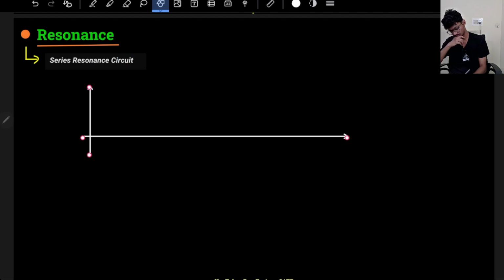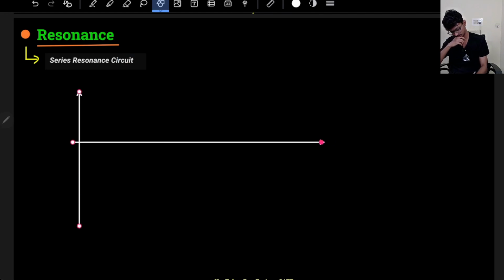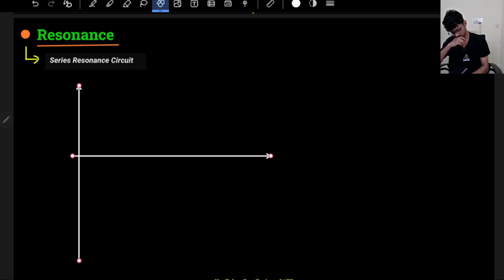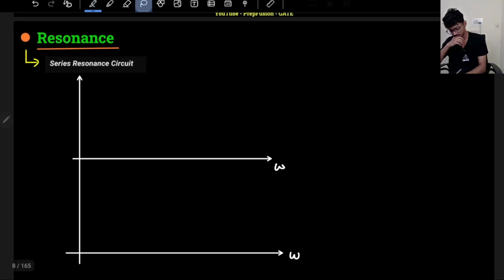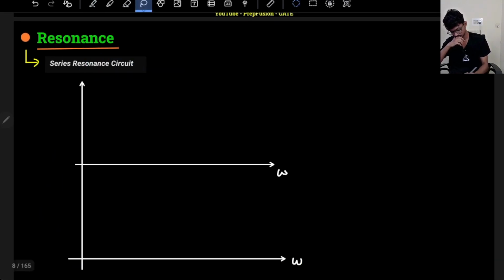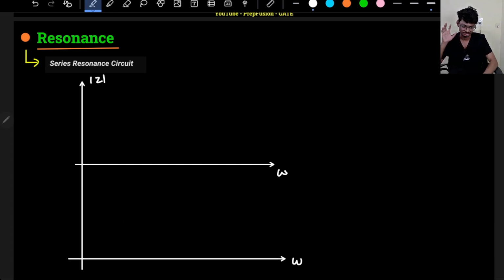We will draw two graphs, one here and one here as well. So this will be omega, this will be omega, and this will be the magnitude of Z. I'm plotting the magnitude of the impedance basically.